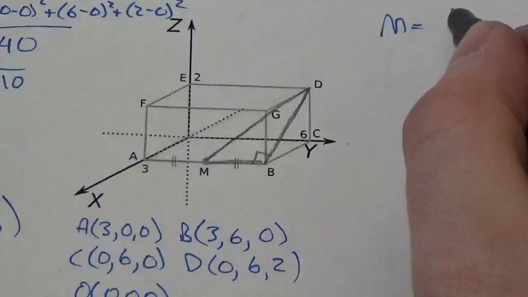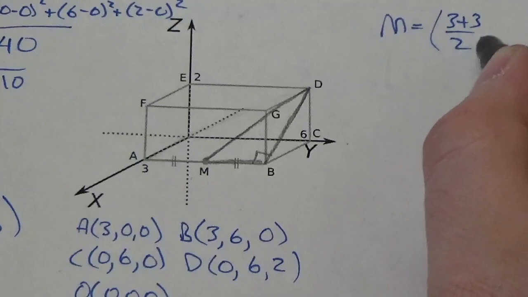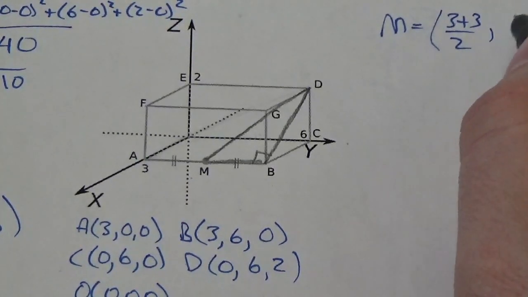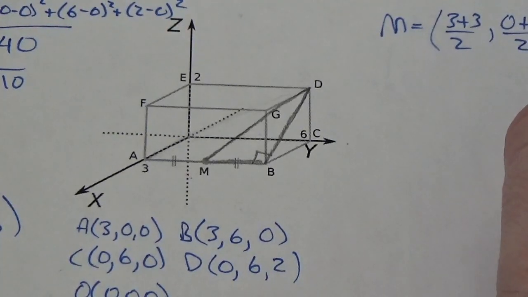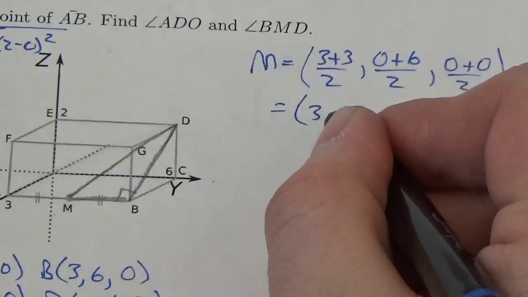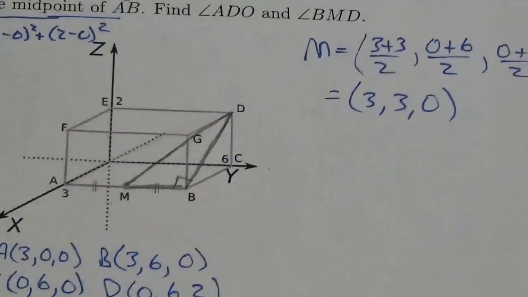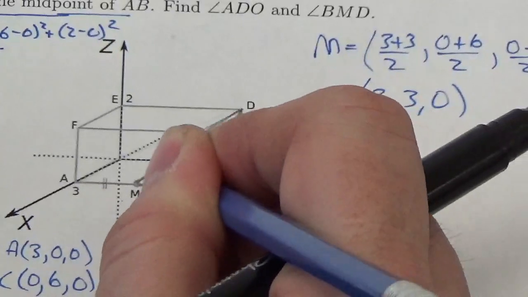So it's going to be, okay, 3 plus 3 divided by 2. Then it'll be 0 plus 6 divided by 2. And then it'll be 0 plus 0 divided by 2. Whoops, you can't see that. And so that's going to be 3, 3, 0. And those are the coordinates of M. Awesome. Now, if I want the angle BMD, I want that angle right there.